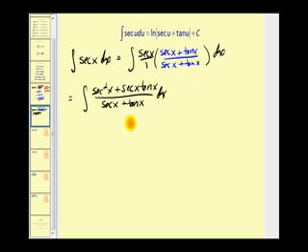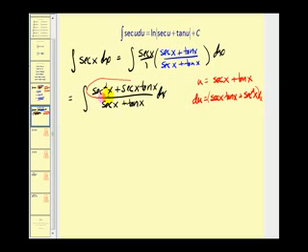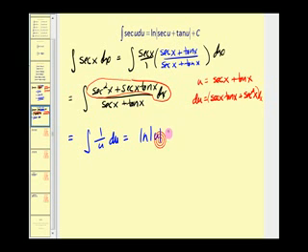Now we can apply that same technique. If we let the denominator equal u, this works out really nice because the derivative of secant x is equal to secant x tangent x, and the derivative of tangent x is equal to secant squared x. Now you'll notice this matches our numerator perfectly, so we can replace all of this with du, and this would be 1 over u. So we can rewrite this as 1 over u du. And we know how to integrate this. This would just be natural log absolute value of u plus c.